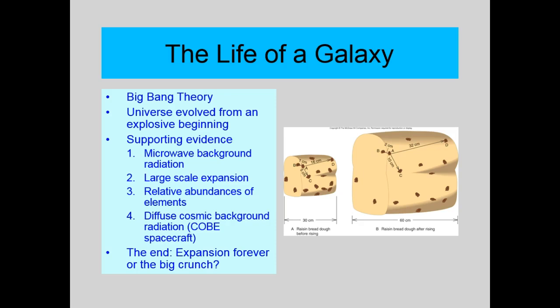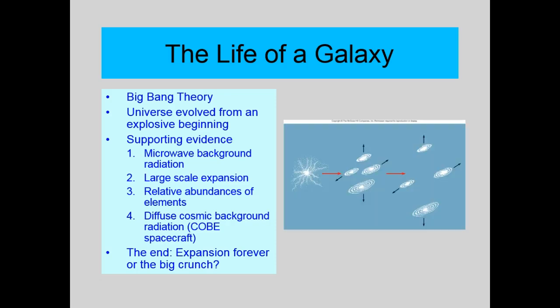Large-scale expansion. And they said, picture raisin bread. You knead the dough, and then you put it in the warm oven, and it expands, and the raisins all get further apart. That's what we've sensed happening to the galaxies. And so far, they're accelerating apart. They've not even begun to come back together again. So that's why that picture's there.